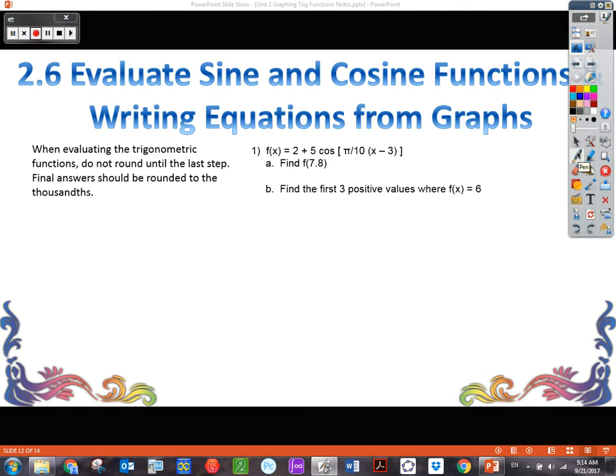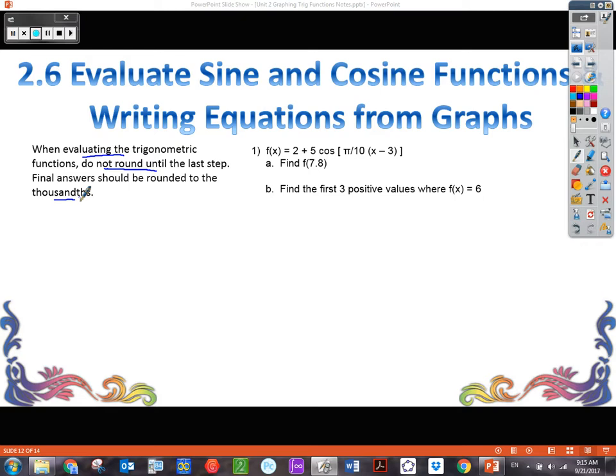So let's first of all just keep in mind that when we're using our calculator, we do not round until the very last step. And really for anything, not just this, but any kind of work that we're doing on our calculators, we need to be sure that we don't round until the very last step, because if you round in between, then your final answer is going to be off, and you'll lose points. So we just want to keep that in mind. We don't want to round until we're done.